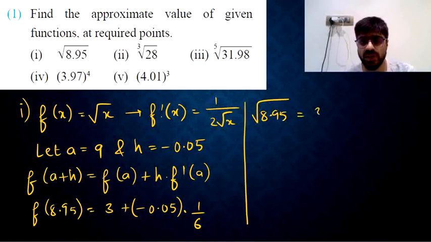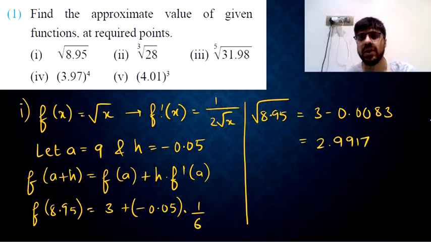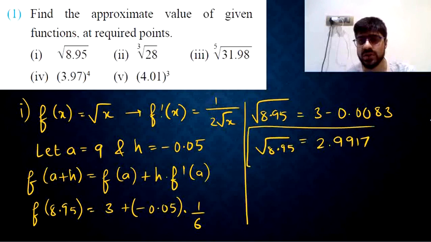So this is going to be 3 minus 0.05 divided by 6, right? So that will be 0.0083 recurring. So 3 just keeps on recurring after this. Let's approximate it to 0.0083 and the value here becomes 2.9917. So the approximate value of root 8.95 is going to be this.